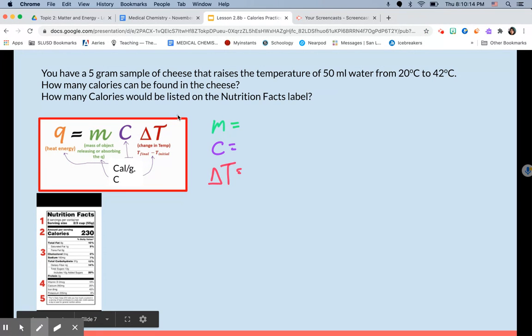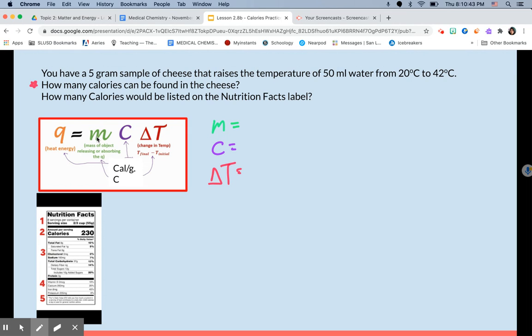Okay, so this time we have a harder problem, a word problem that says you have a 5-gram sample of cheese that raises the temperature of 50 milliliters of water from 20 to 42 degrees Celsius. Let's start with the first question. How many calories can be found in the cheese? So again, if I'm looking for calories, I'm looking for Q, or heat energy. Calories is our unit for heat energy.